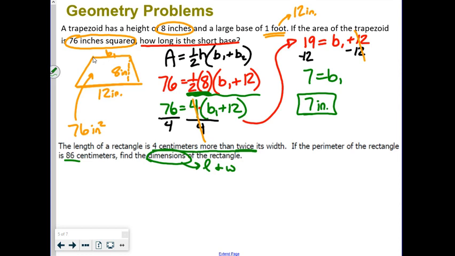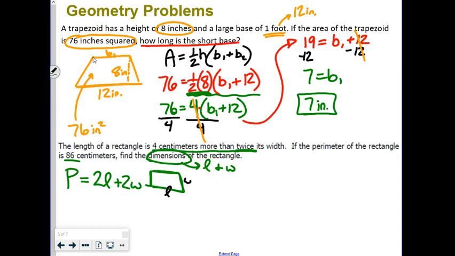Do you guys remember the perimeter of a rectangle? Because a rectangle's got two sides that are the same twice, it's got two lengths plus two widths. And if you recall, the perimeter is the outside of a rectangle. And it technically doesn't matter which one you call the length and the width. I tend to do the length is the longer side and the width is the shorter side.